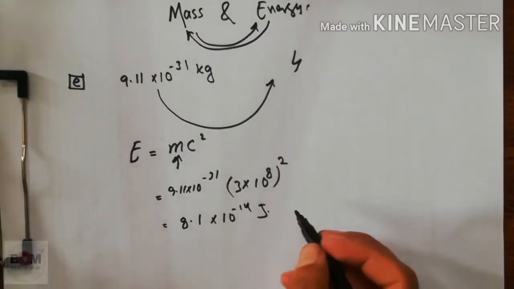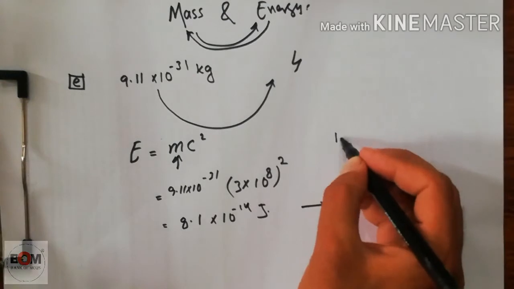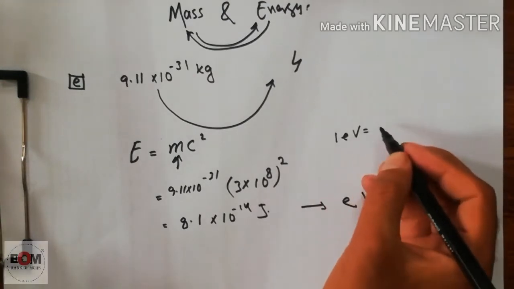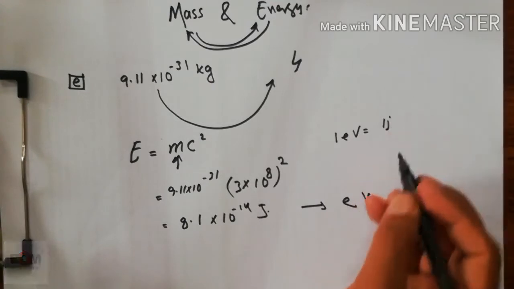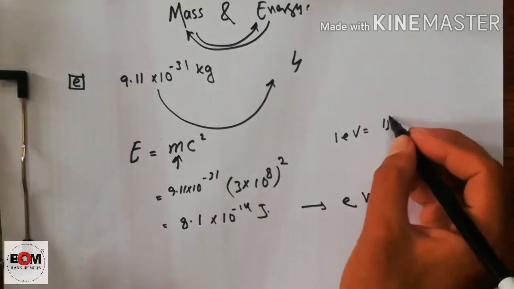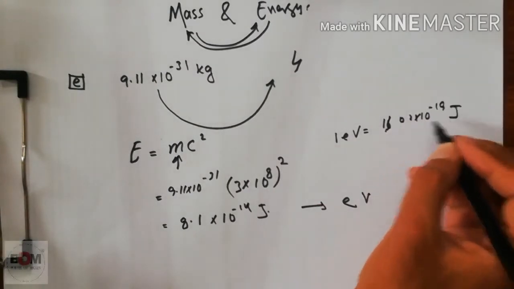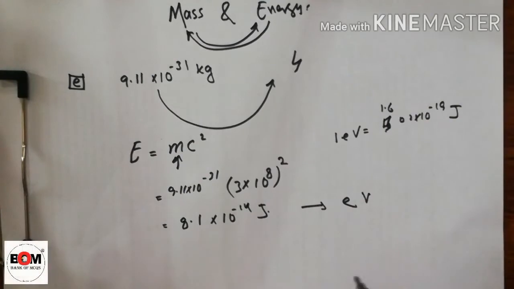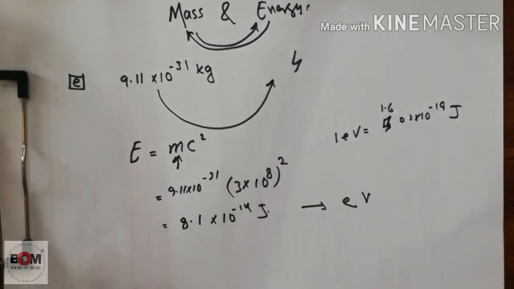Now if you want to convert this energy into electron volt, for that we will use that 1 electron volt is equal to 1.602 multiplied by 10 raised to the power minus 19 joule. This is the relation between electron volt and joule.